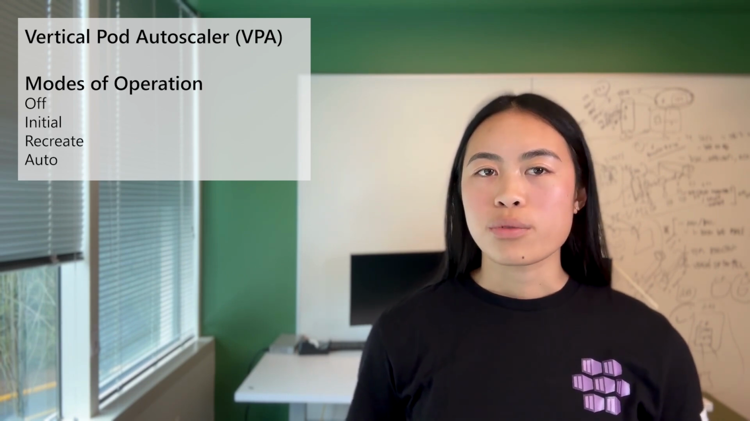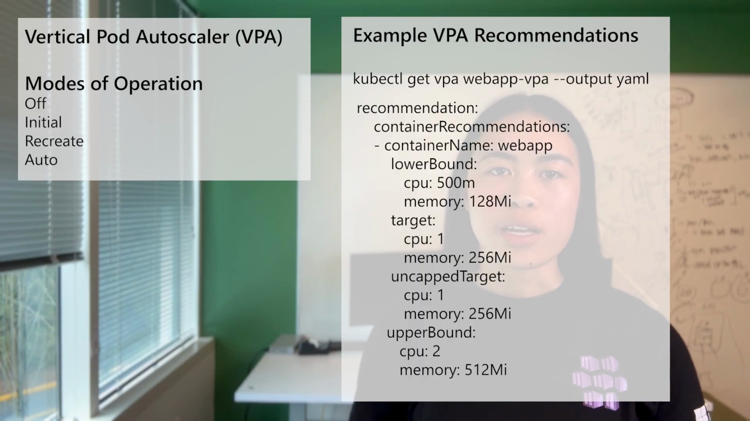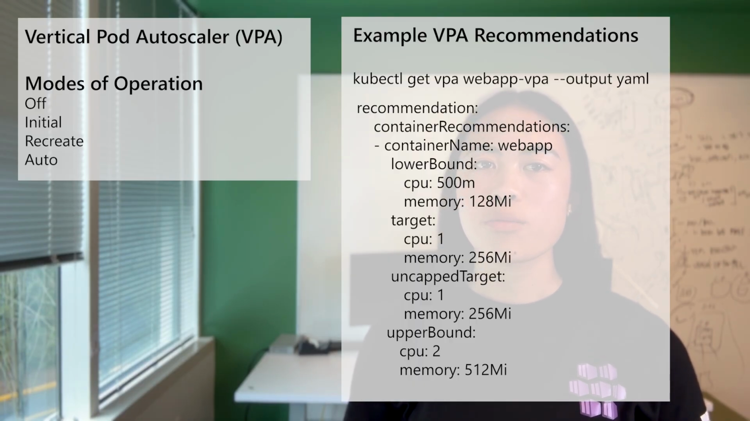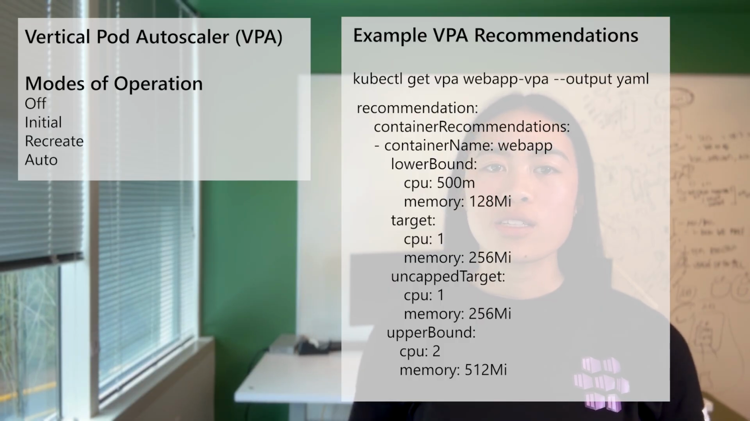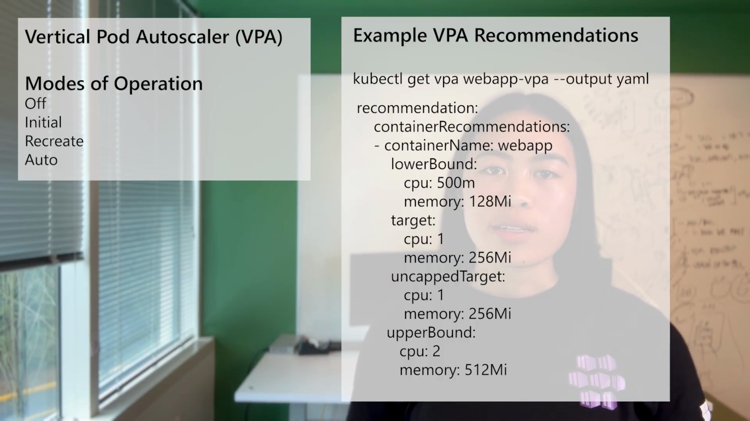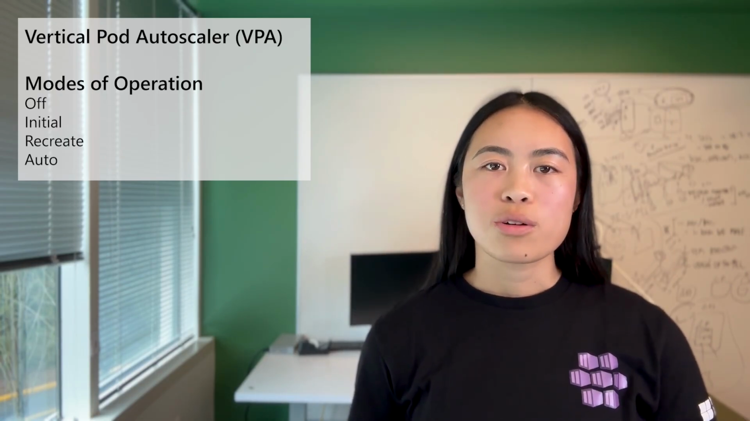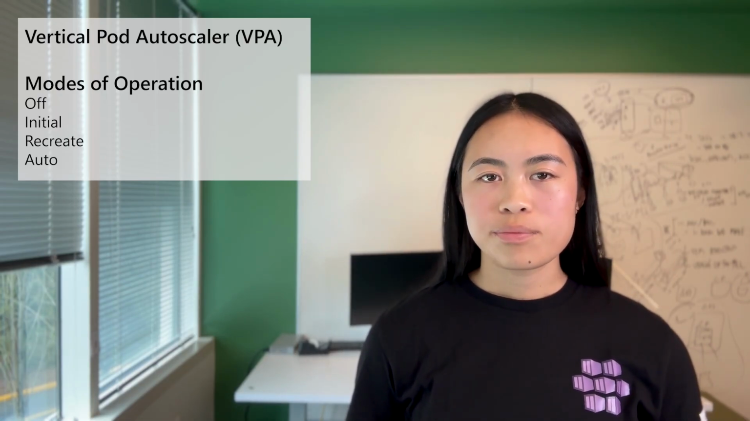and limits. VPA has 4 modes of operation on AKS: off, initial, recreate, and auto. In the off mode, no autoscaling actually happens, but VPA will provide recommended request and limit values for your pods, which you can then manually change for additional control. In initial mode, those recommendations will be assigned only during pod creation. Existing pod requests and values will not be updated.